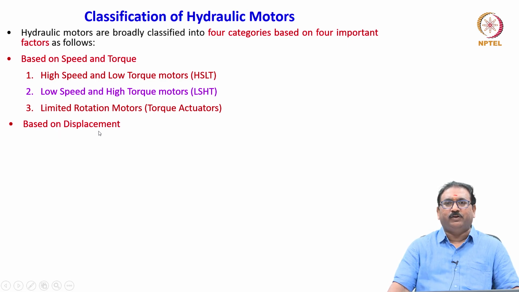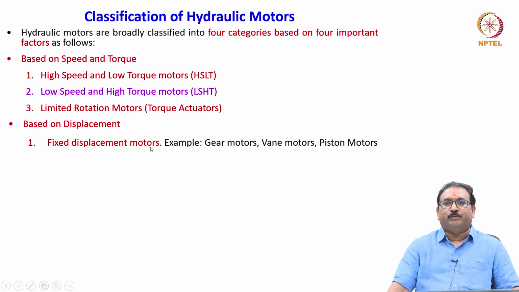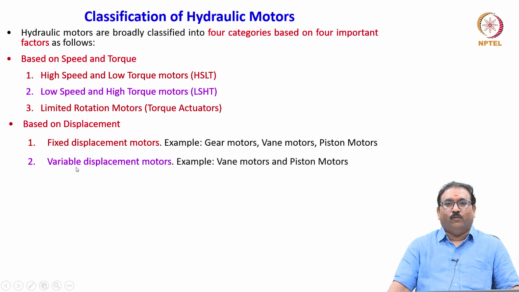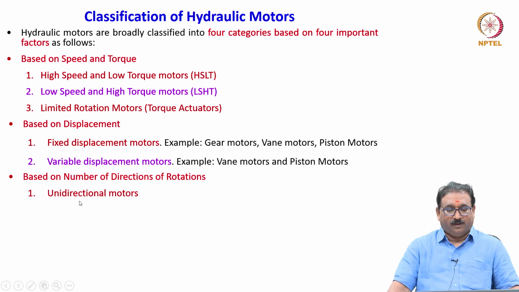Based on displacement, fixed displacement motors, generally gear motors, vane motors and piston motors, are available in the category of fixed displacement motors. Variable displacement motors, vane motors and piston motors. Based on number of directions of rotations, here unidirectional motors, bidirectional motors.